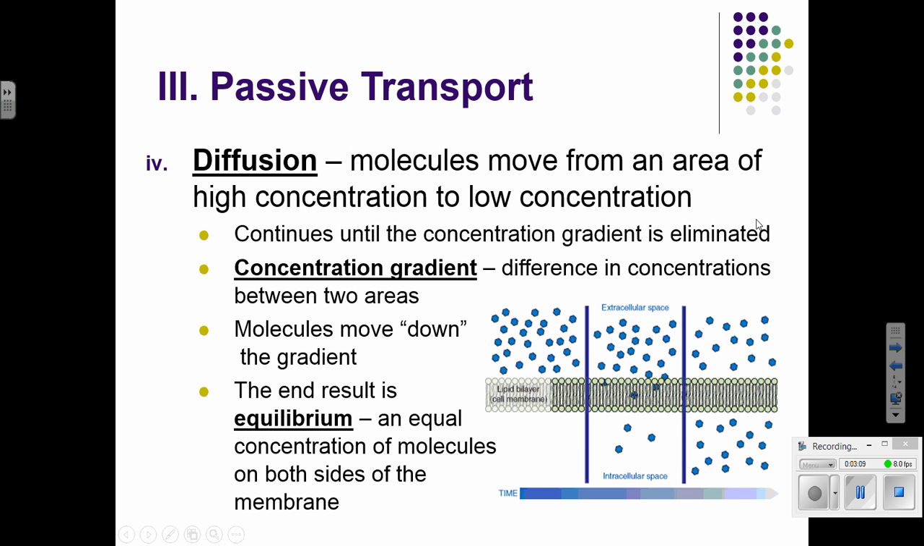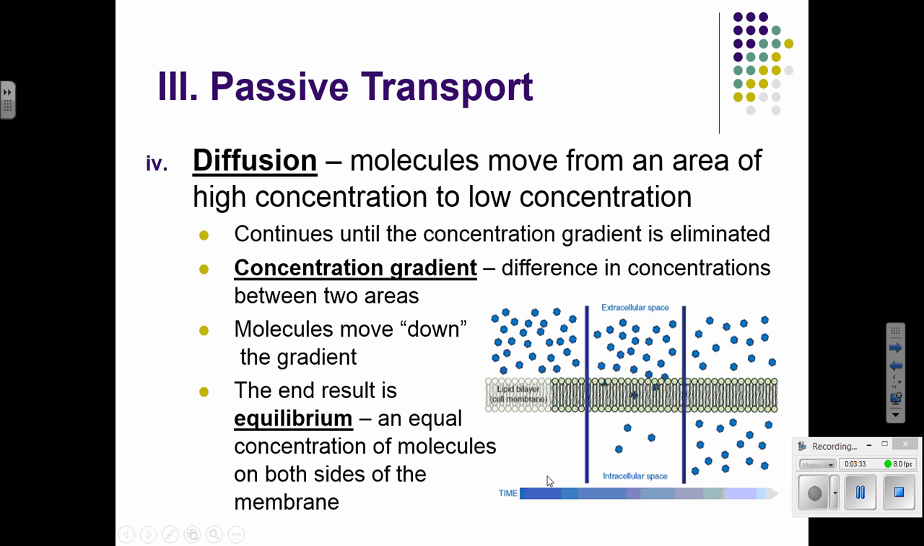This is molecules moving from high concentration to low, and they're going to continue to move until we eliminate that concentration gradient, which just means the difference in concentrations between the two areas. That's what we call the gradient. So all that's happening is molecules are in constant motion. They're bumping into each other, moving all the time, but they're going from this high to low, so they're basically moving down the gradient.